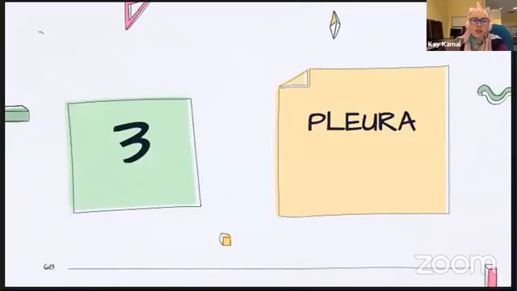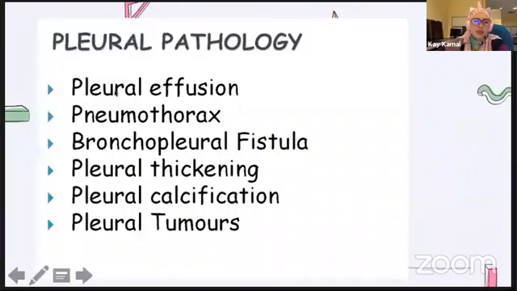So there are a few pleural pathologies that we know, but I'm not going to talk about everything. So we have the pleural effusion, pneumothorax. I'm not going to talk about the bronchopleural fistula because it's very hard for us to see bronchopleural fistula on X-ray. Usually we think about it clinically, whereby the patient has pneumothorax, and the pneumothorax is not reducing even after chest tube. So that's a telltale sign that it might be. And CT scan is needed for the diagnosis of bronchopleural fistula. And we have pleural thickening, calcification, and also tumors.